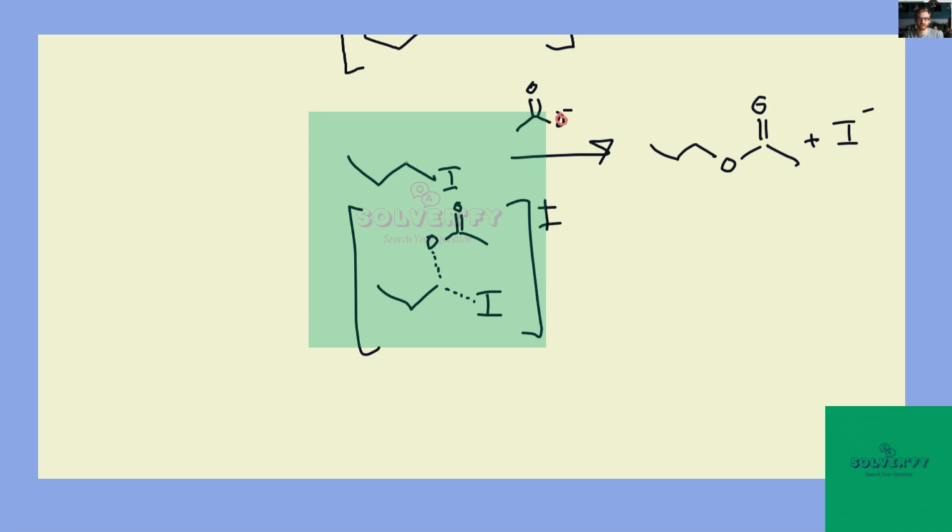Then we'll look at the charges. Okay, in the starting material, we've got negative on the oxygen, but it's neutral in the final product, so this should be partially negative. The carbon is neutral to begin with and neutral to end, so it should remain neutral. And the iodine starts neutral but ends negative, so it should also be partially negative.